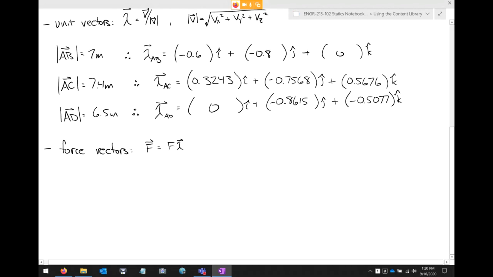So remember in this problem, how many forces do we have? We actually have 4 forces. We have the tension in each of our ropes, but we also have the balloon force, the balloon acting upward. So we've got the tension in AB, the tension in AC, the tension in AD, and the balloon force.